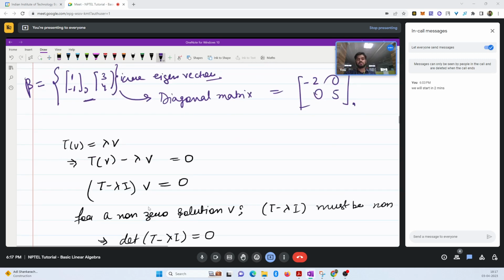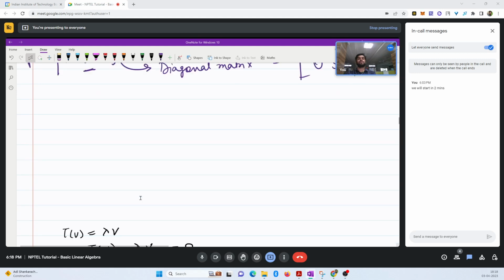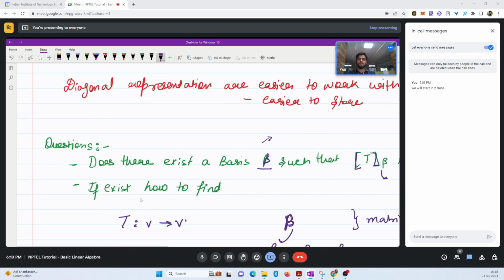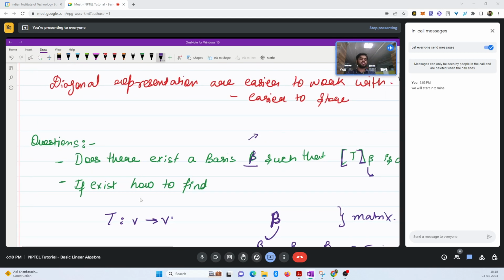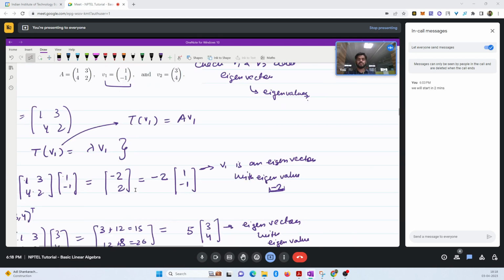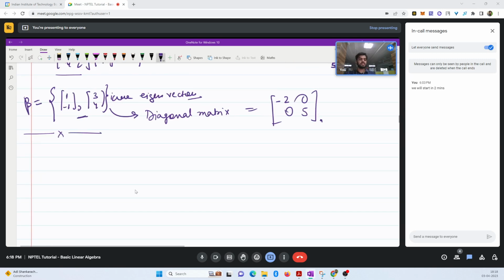Okay. So now let's look more closely into it. How can we obtain it? We have answered the first question that we asked: does there exist a basis? The next thing is how to find it. How do we know there exists a basis? If we have a sufficient number of vectors satisfying Tv equal to lambda v, then there exists one, otherwise there doesn't. Now how do we find it?